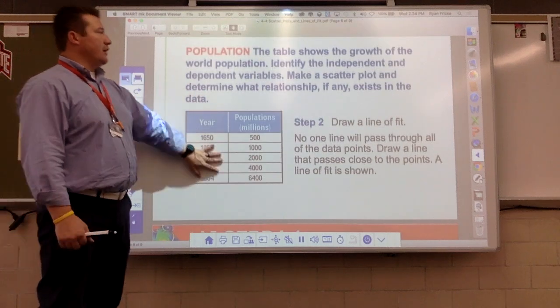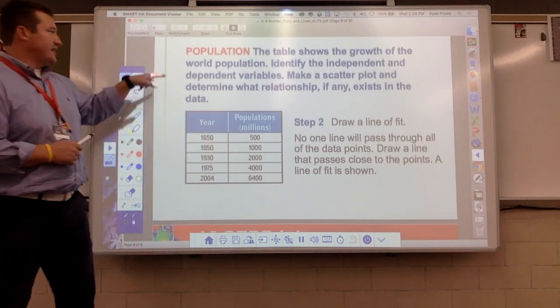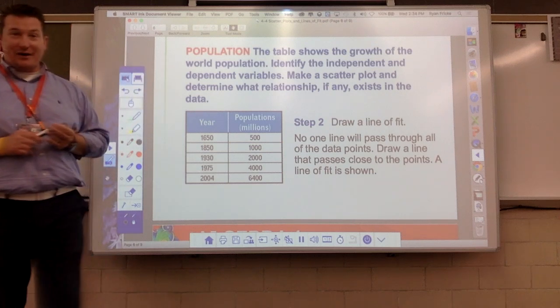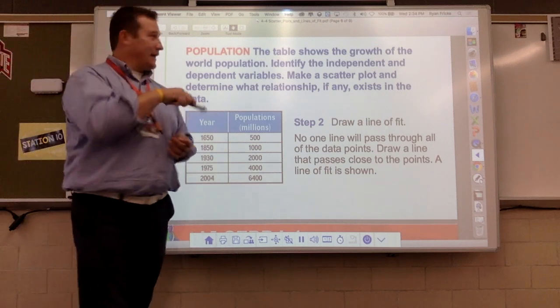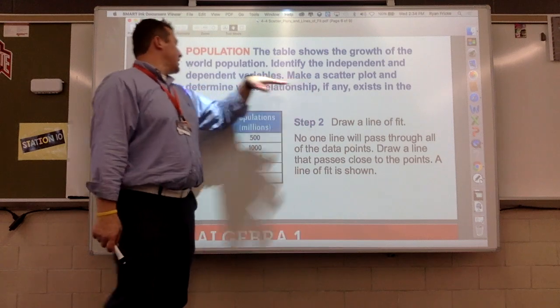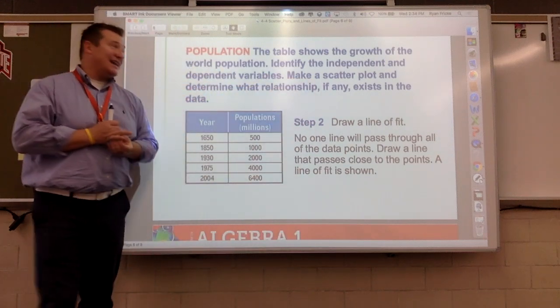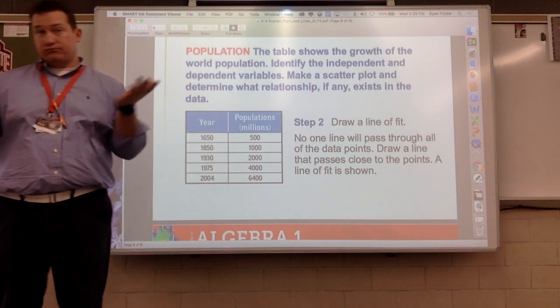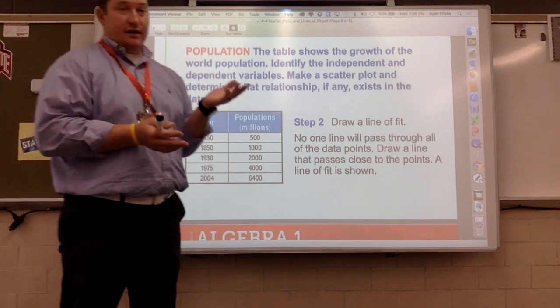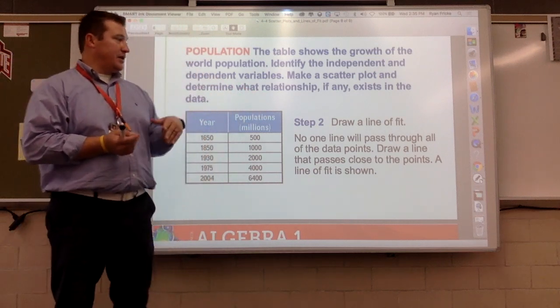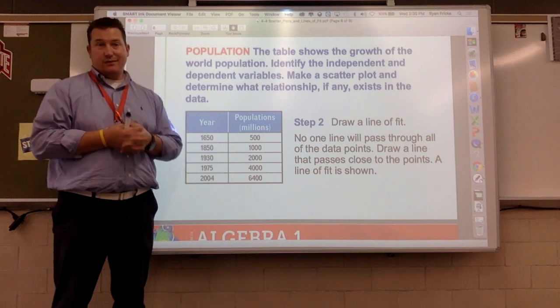Table shows the growth of the world population. Identify the independent and dependent variables. Ooh, y depends on x. Make a scatter plot. Determine what relationship, if any, exists in the data. Who's to say? Maybe there's a relationship. Maybe there isn't. I don't really know.